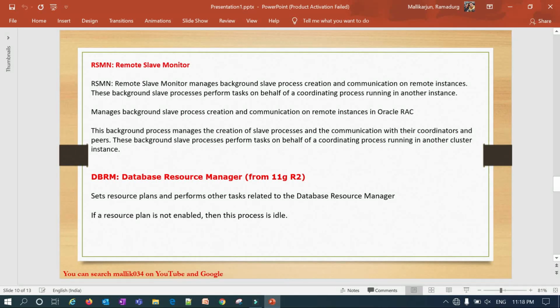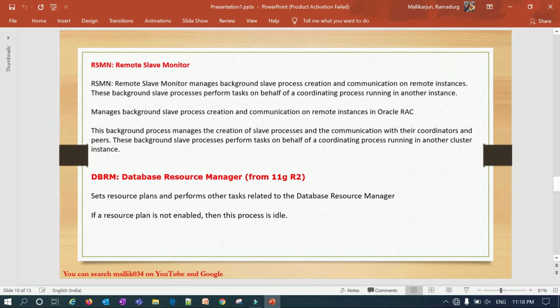Manages the background slave processes creation and communication on the remote instances. For example, it will communicate between all the cluster nodes, and it will say, I'm still running, are you done? And the other instance will say, I'm also still running, are you done? It will be like coordination between all my cluster nodes until all the transactions are completed on all the cluster nodes. And my coordinator will keep running and keep coordinating with my RSMN process, and it will keep getting the information about the remote nodes, how the processes are running.